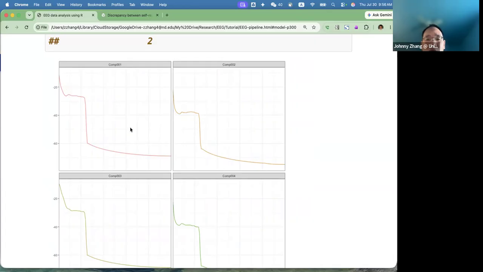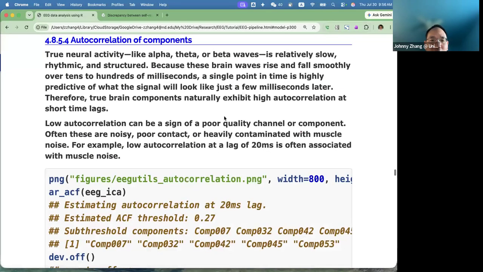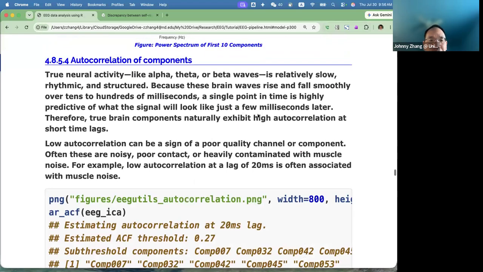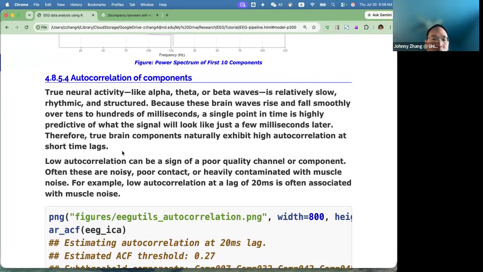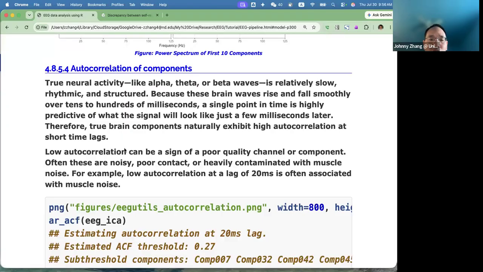But again, using visualization methods is a little bit subjective and arbitrary. What we can do is calculate some other information. We can also use the autocorrelation of the components. As we know, real neural activities often change relatively slowly, so they should have a larger autocorrelation.